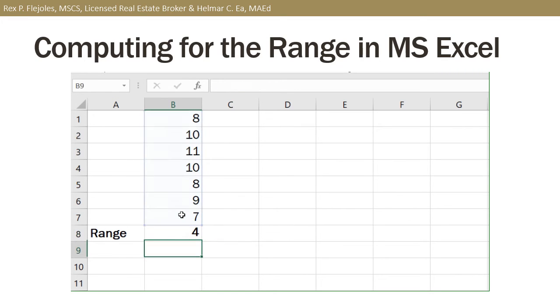Then press the enter key. So the result is 4. If by observation we look for the highest value, it is 11 and the lowest value is 7. The difference between 11 and 7 is indeed 4.